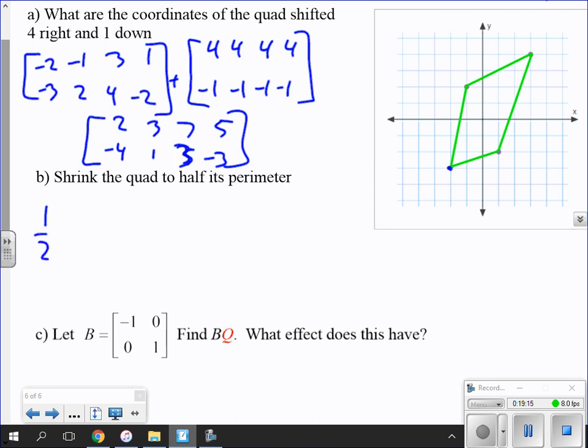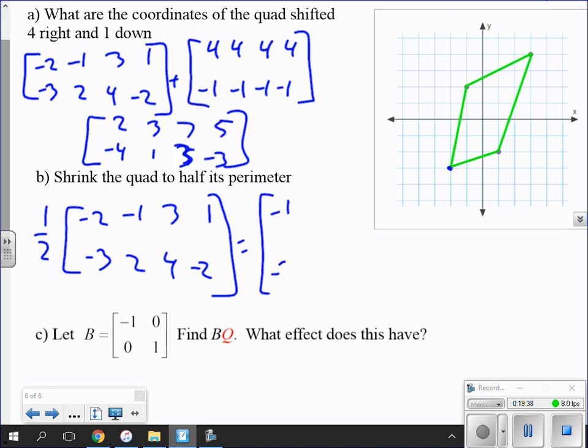Okay, if I want to shrink the quad to half its size, I want to do 1/2 of everything. So I do 1/2 times negative 2, negative 3, negative 1, 2, 3, 4, 1, negative 2. If I want to make it half as big, I multiply every coordinate times 1/2. I bring it in. So I multiply that out, and I'm getting negative 1, negative 3/2, negative 1/2, 1, 3/2, 2, 1/2, and negative 1.